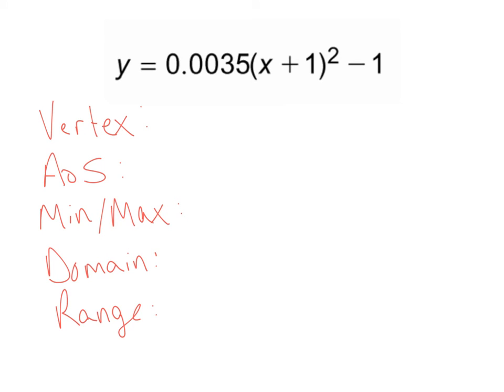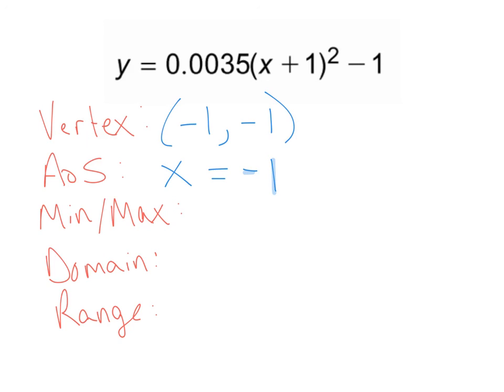All right, so for this one, we're trying to figure out each of these 5 answers. So the first thing starts with the vertex. The vertex is always the opposite of the number inside the parentheses, so negative 1, and the number on the outside, which is also negative 1. So our vertex is at negative 1, negative 1. Our axis of symmetry is always x equals a number, and that number will always be the same number as the x value in the vertex. So whatever this number is, that's going to be the same number we write for the axis of symmetry. So x equals negative 1.